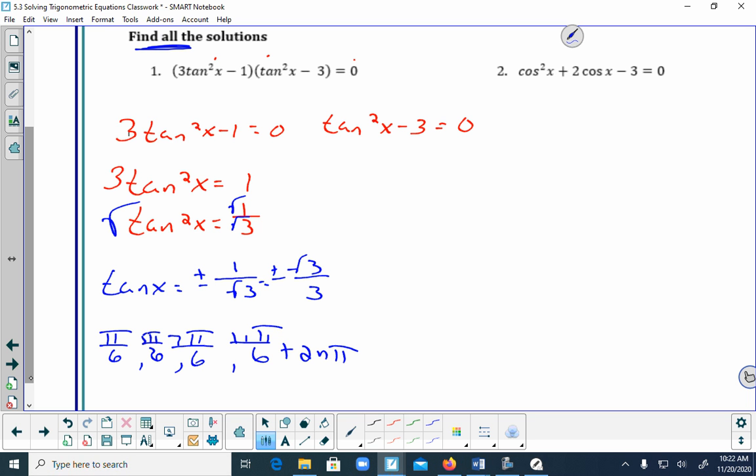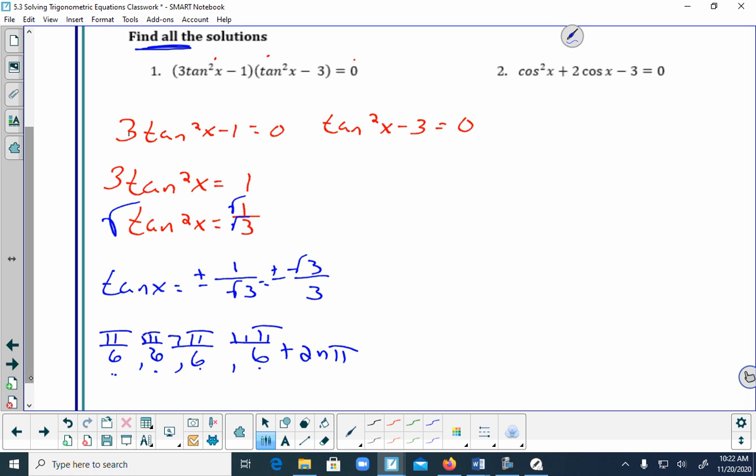In your book, you may only see pi over 6 and 5 pi over 6 listed, and then just adding one multiple of pi, and that's fine, because if I add 1 pi to pi over 6, it'll give me the 7 pi over 6. And if I add 1 pi to the 5 pi over 6, it'll give me the 11 pi over 6. But I like just to be consistent and do every single problem the same, so I'm just going to write the 2n pi and list all the ones on one lap around the unit circle.